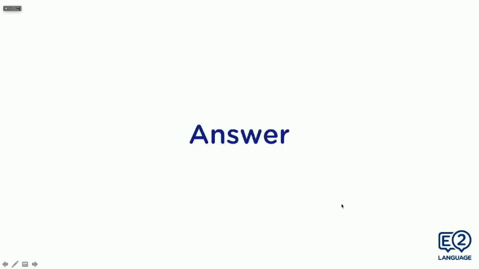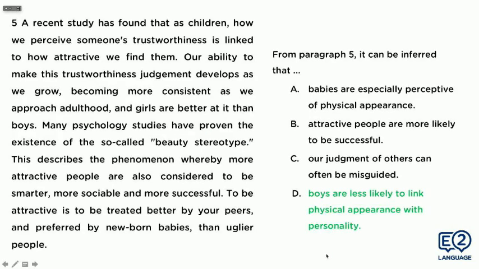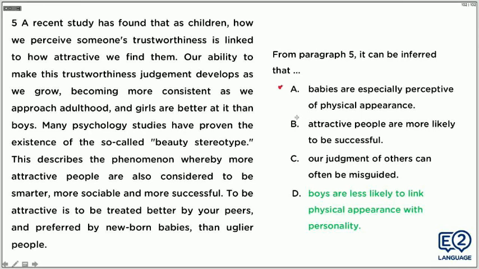All right, let's look at the answer. So, what can we infer from this paragraph? Okay, let's go through starting with A. Babies are especially perceptive of physical appearance. Well, this is wrong because it says our ability to make this trustworthiness judgment develops as we grow. So that's just incorrect.